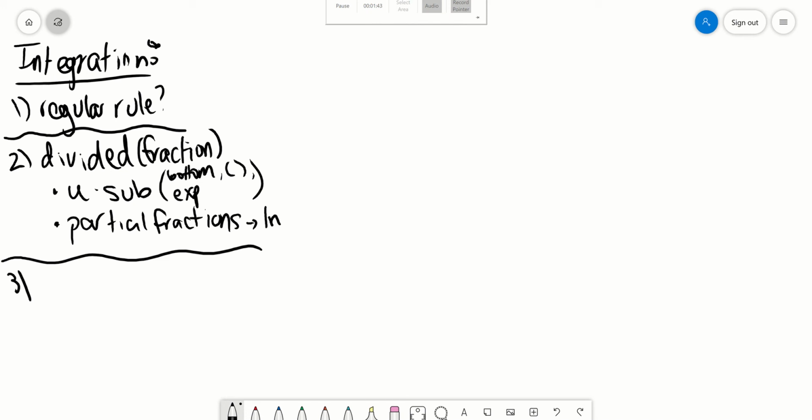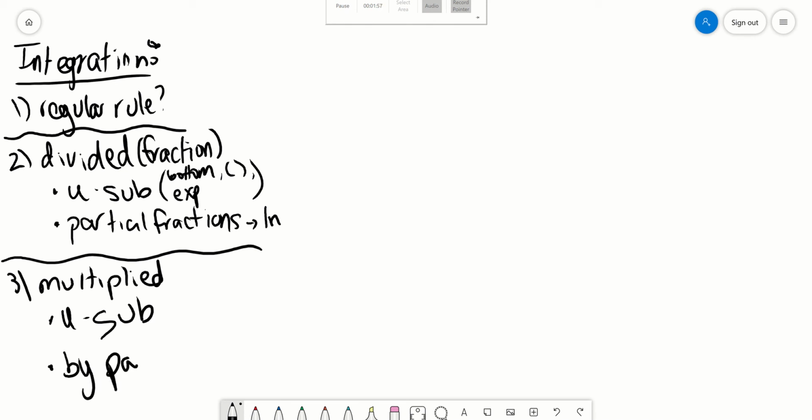Now third, if it is multiplied, meaning you got two functions that are multiplied together, the first thing you still want to check is u substitution. The second thing could be by parts. And that can still be kind of confusing to know which one you're supposed to use.